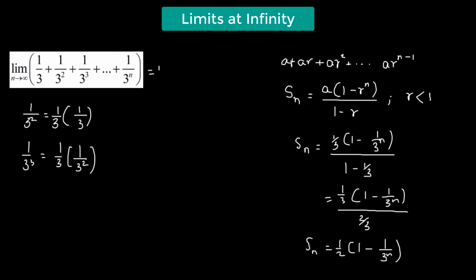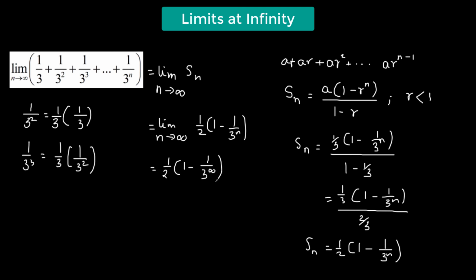So this limit is equal to the limit as n tends to infinity of the sum of the n terms, which is the limit as n goes to infinity of half times 1 minus 1 over 3 raised to the power of n. Now we substitute for the value of n, so that means we are adding up an infinite number of terms. That will be half times 1 minus 1 over 3 raised to the power of infinity. You can say 3 raised to the power of an extremely large number, so that means 1 minus 1 over infinity. We know that 1 over infinity tends to 0, so that leaves us with half of 1 minus 0. So the limiting value is equal to half.